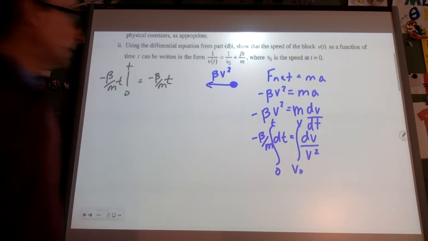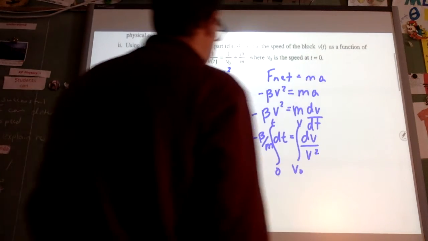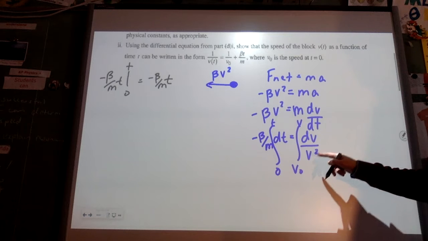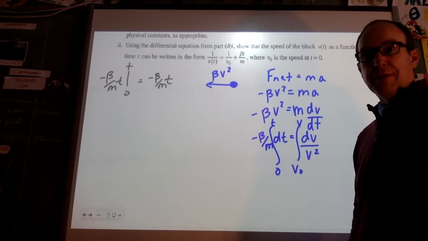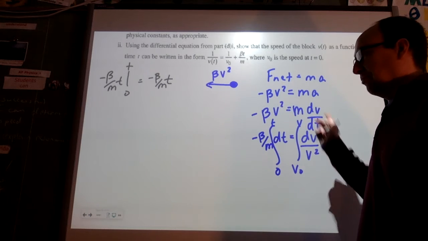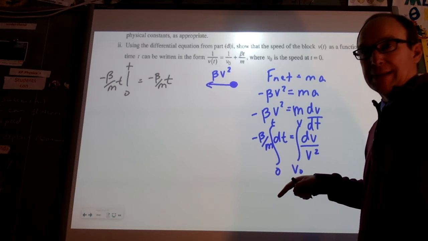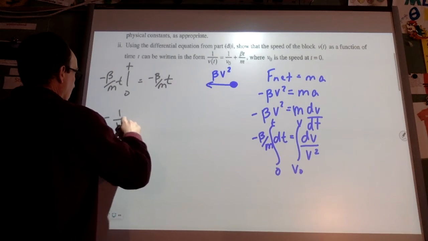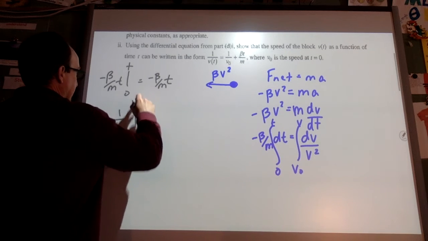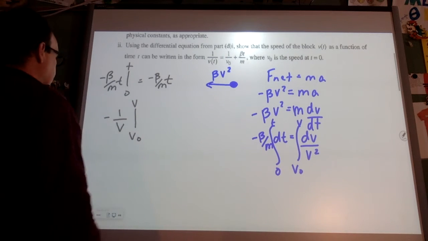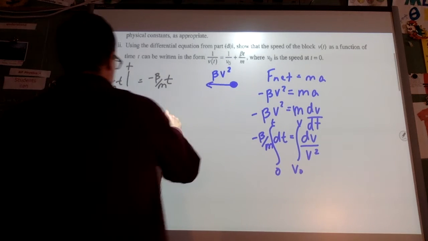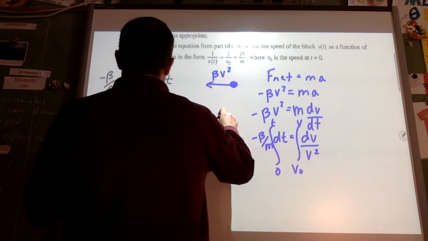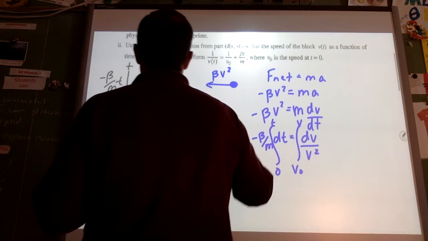negative beta over m t. On the other side, this is really v to the negative second, right? So I need to add a power, so it's going to be v to the negative first. When I take the derivative of that, I'm going to get a negative 1 in front, so I need to cancel that out. So I'm going to have negative 1 over v from v naught to v. And this is going to be negative 1 over v minus negative 1 over v naught.